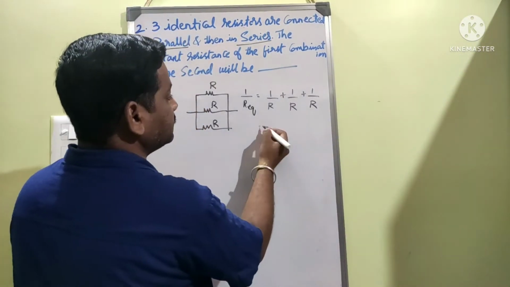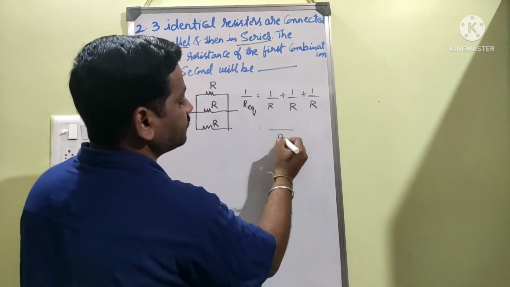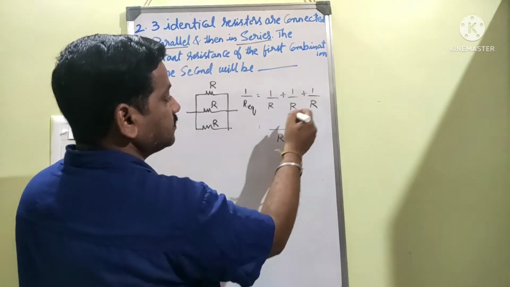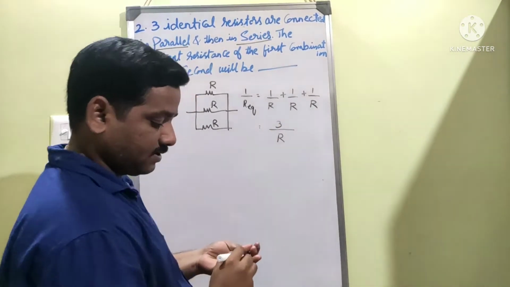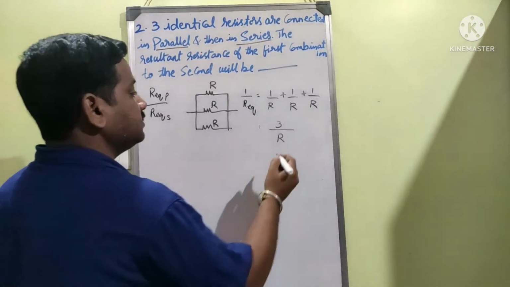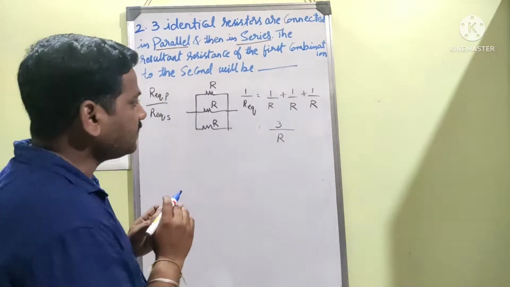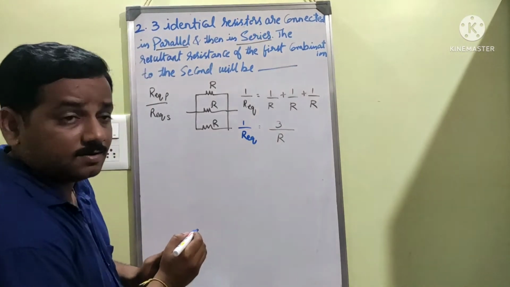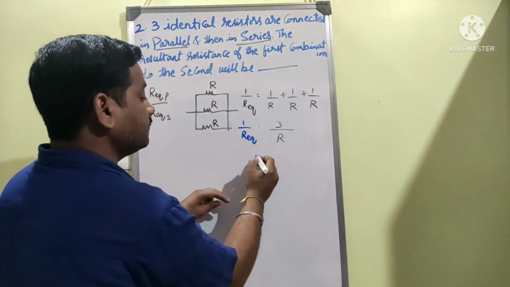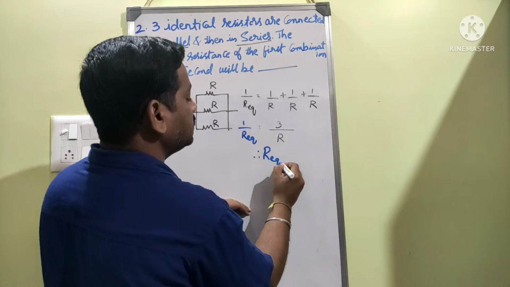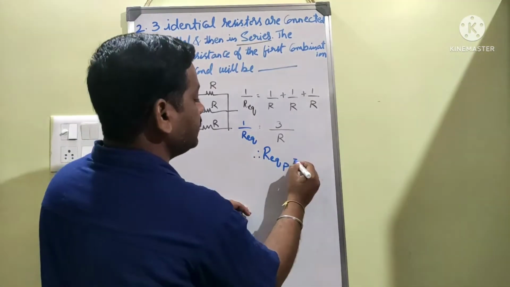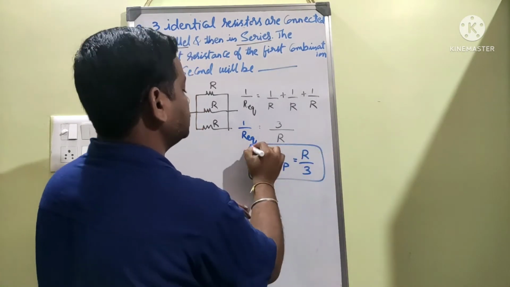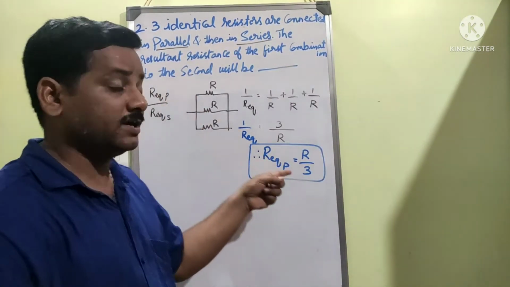Now if you take an LCM of this, we get LCM as R, and here we can take it as 1 plus 1 plus 1, that is 3 by R. So 1 by R equivalent is equal to 3 by R. But I want R equivalent only. So therefore R equivalent for the parallel circuit will be equal to R by 3. Inverse it, so we get it like this. So we got R equivalent for the parallel circuit.